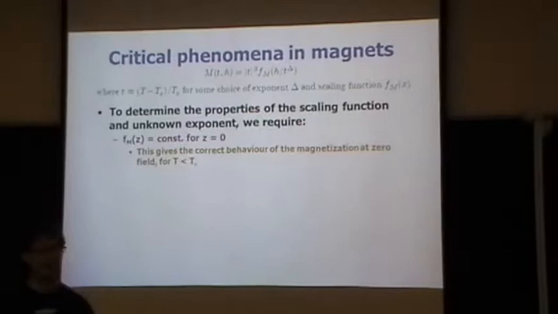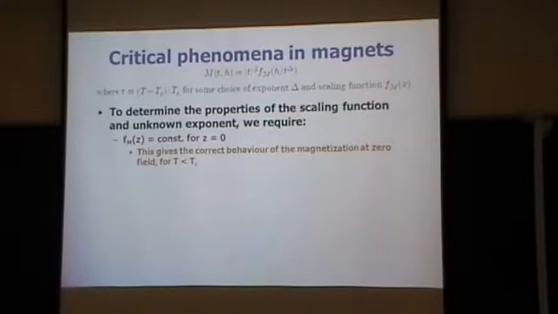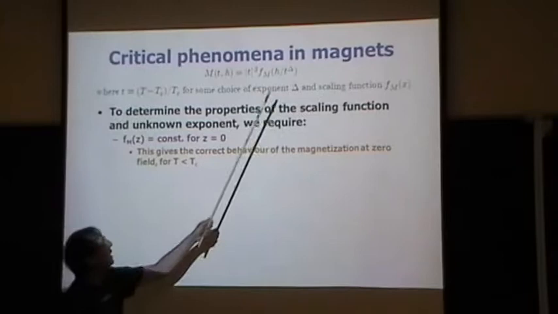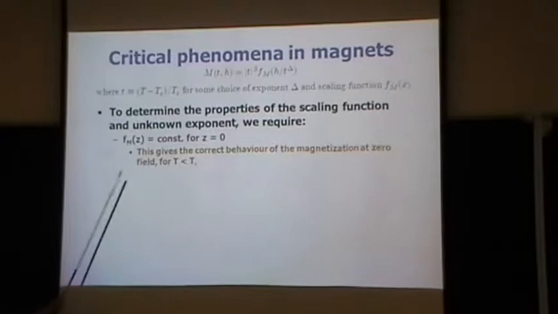So what we do is we say the following. Let's look at that scaling function, this f, as a function of its argument, equals z. If the argument is zero, then this should be a constant. Why? Because in zero external field, the magnetization goes as t to the beta, so this thing here has got to be a constant. Better not be zero, better not be infinity, just a constant. Because that's the correct behavior of the magnetization at zero field for t less than tc.